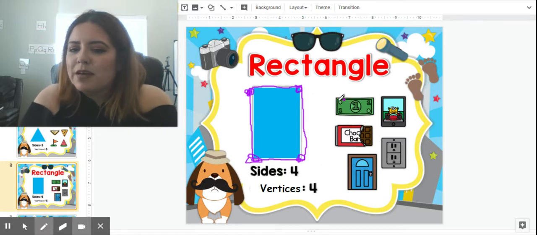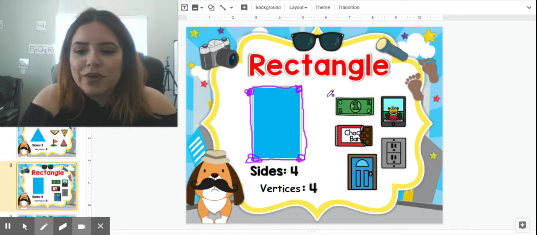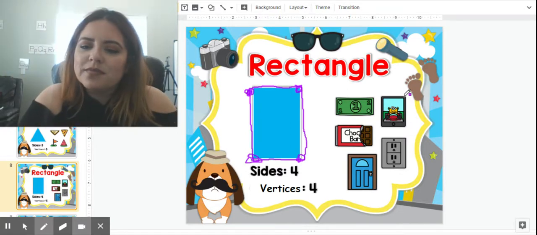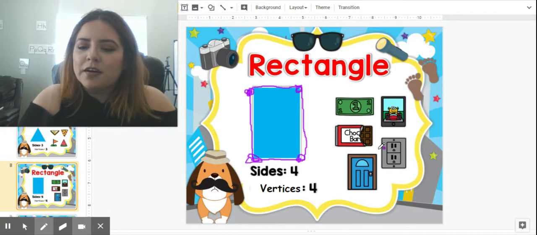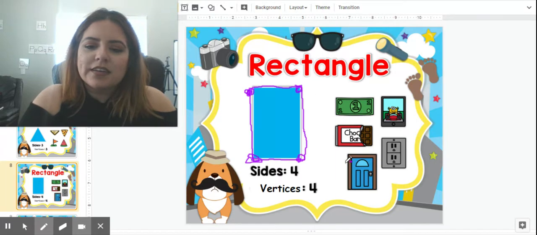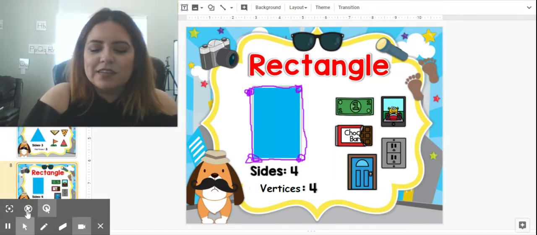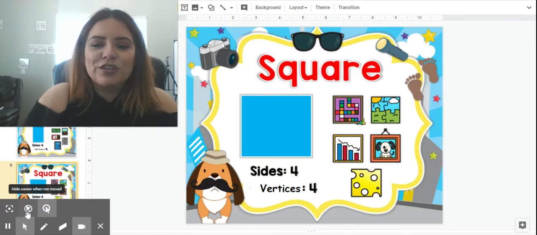Here we have some examples. We have a dollar bill is a rectangle. This looks like an iPad. It's a rectangle. A chocolate bar. This is an outlet and a door. So those are rectangles. Let's look at our next shape.